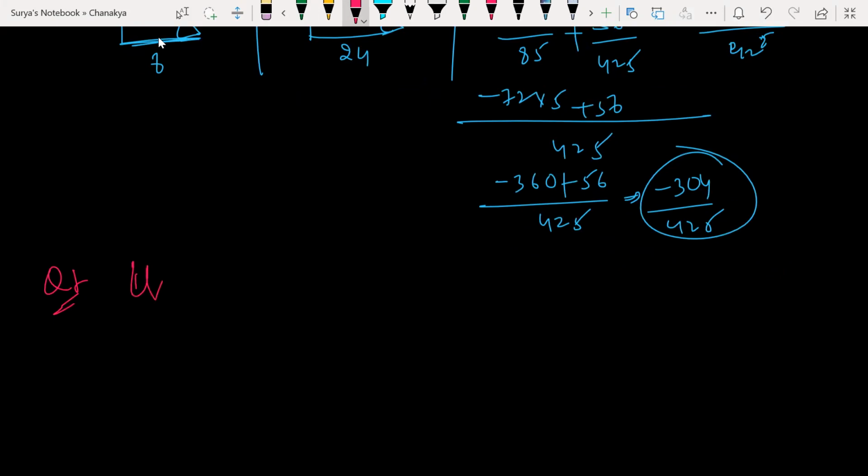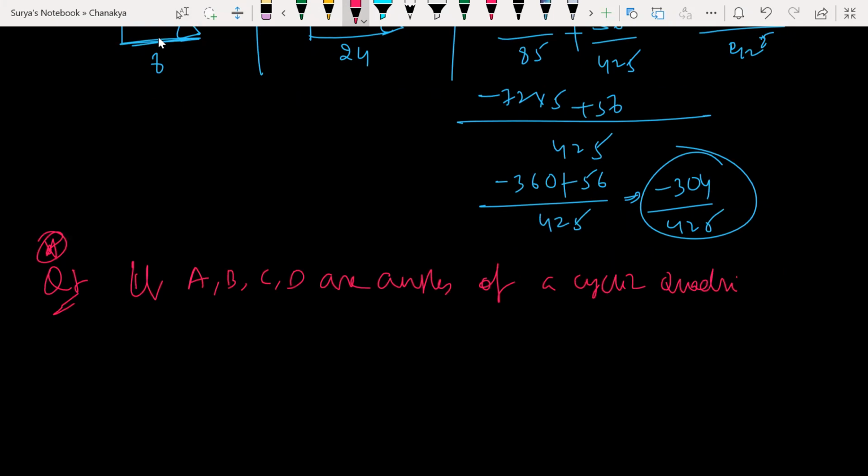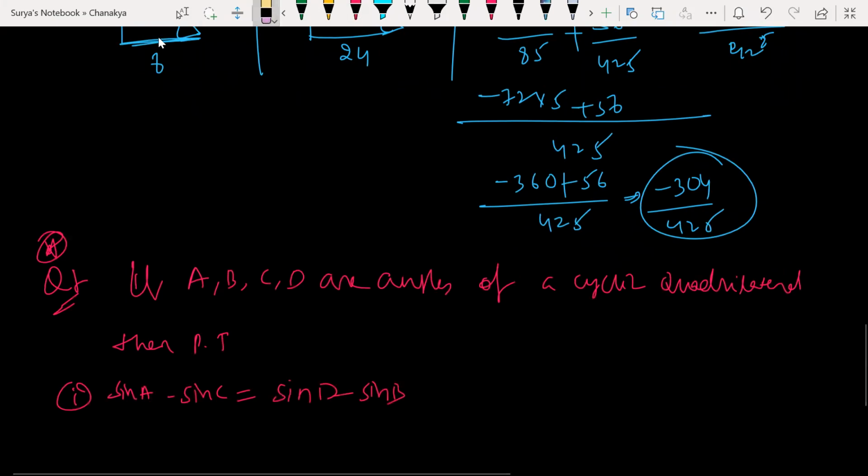This is a very good question from the JEE point of view as well as for your board exam. If A, B, C, D are the angles of a cyclic quadrilateral, then prove that sin A minus sin C equals sin D minus sin B. Come on, how can I prove this?